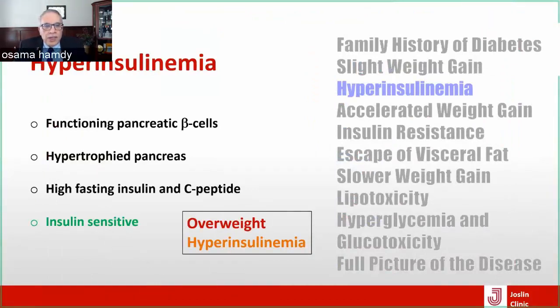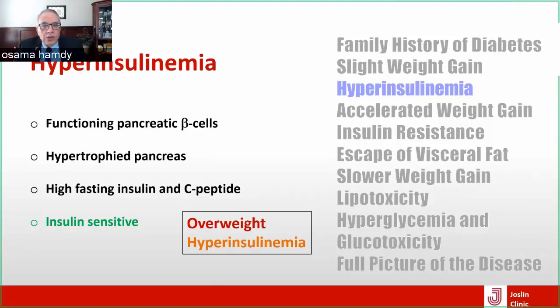More tissue definitely needs more fuel, more glucose. So the pancreas, which is still at this stage in a healthy scenario, is hypertrophied because the person gained weight, and the pancreas at that time secretes more insulin. So this is a stage of hyperinsulinemia. If you measure insulin, if you measure C-peptide, they are high, but you have to remember, until this stage, the body is still insulin sensitive.